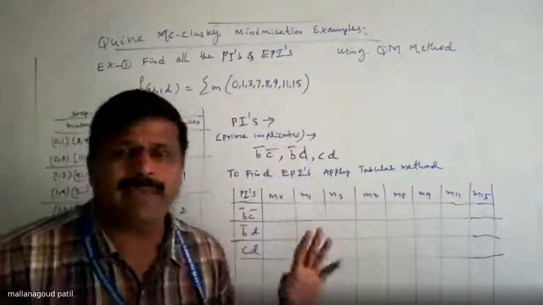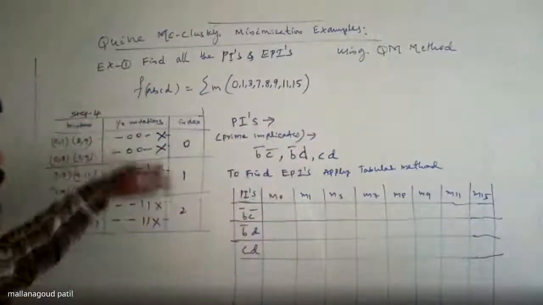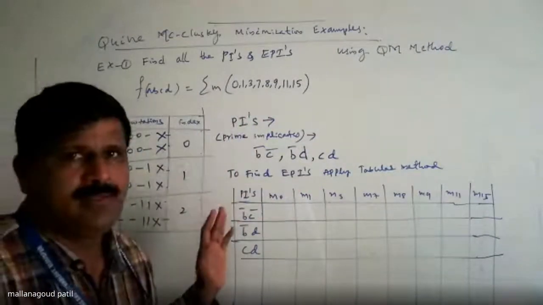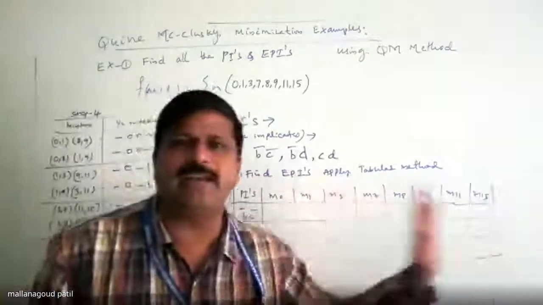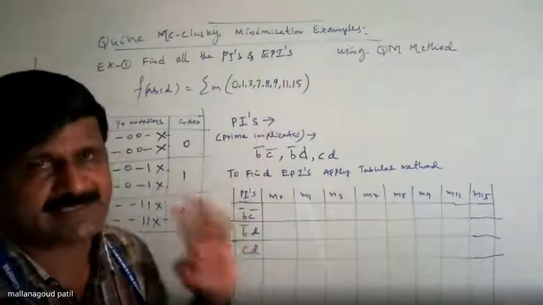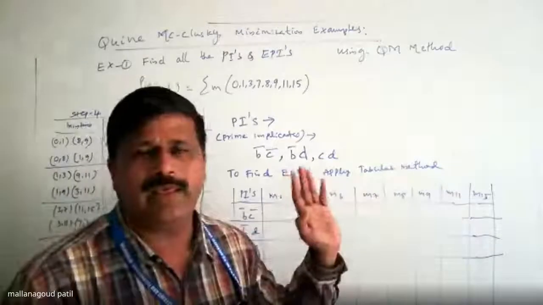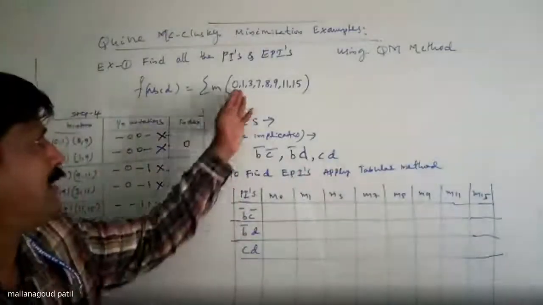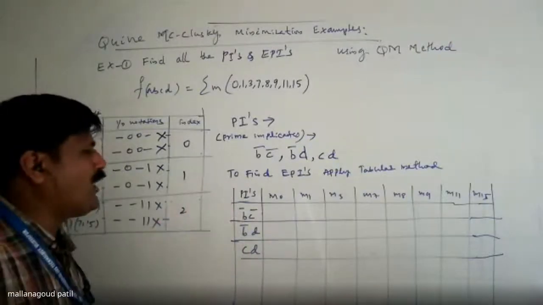If the problem includes don't cares, you can include don't cares for finding the PIs, but to find the EPIs it is not necessary to enter them in the table. In the tabular method you should not enter the don't cares. But this problem doesn't have any don't cares, so only the given minterms you have to write. Now what to do?